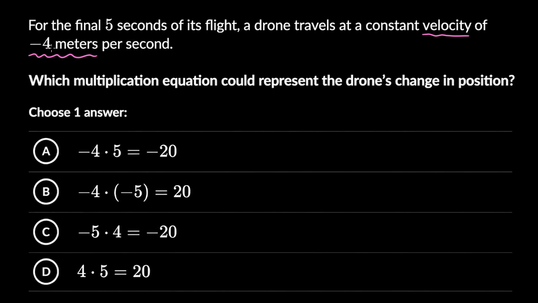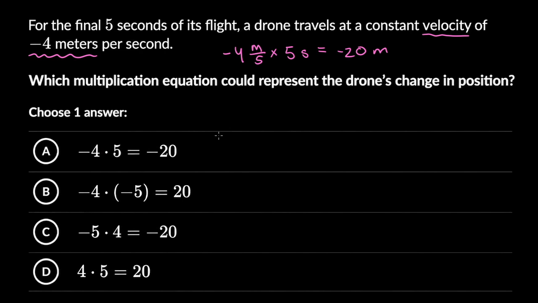And so if you want to figure out the drone's change in position, what we want to do is multiply its velocity, so -4 meters per second, and you want to multiply it times the amount of time. So times 5 seconds is going to get us to -20, and the units work out. Meters per second times seconds is meters, so -20 meters.